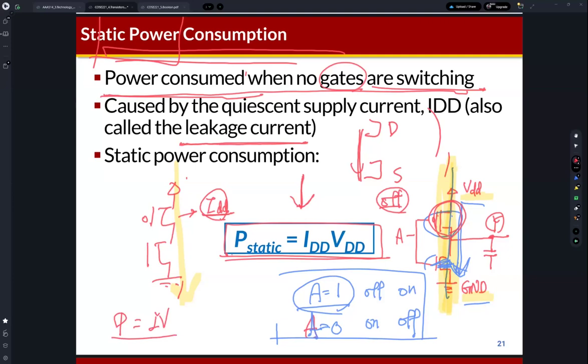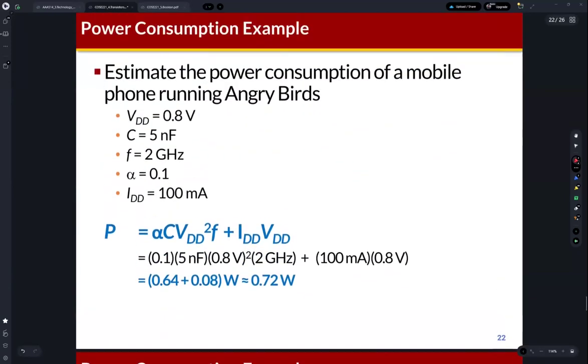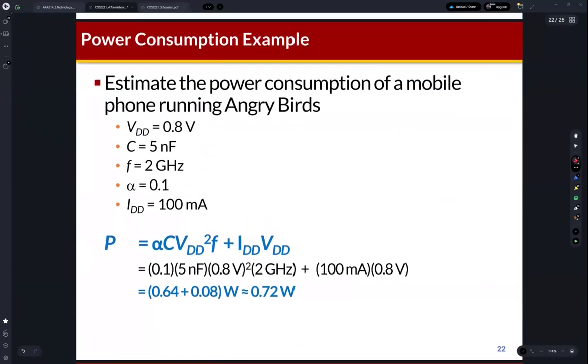So this is the static power consumption, and as I mentioned, in modern digital devices static power consumption also occupies a very large portion of total power consumption. Okay, so this is just an example. Estimate the power consumption of a mobile phone running Angry Birds. It was a very famous mobile game, right? But I think it's not famous now.